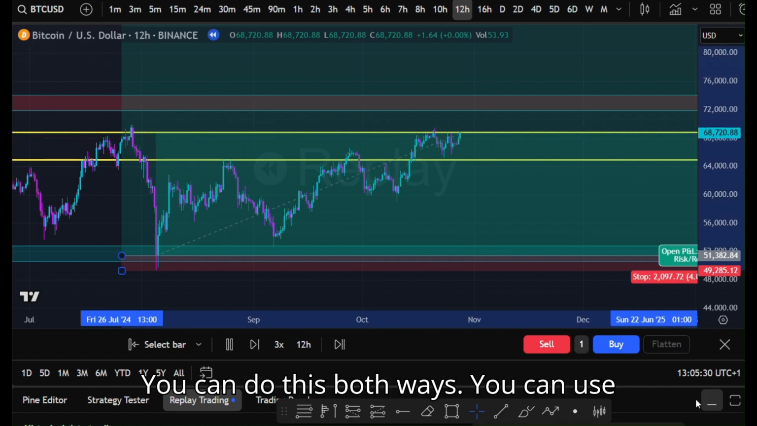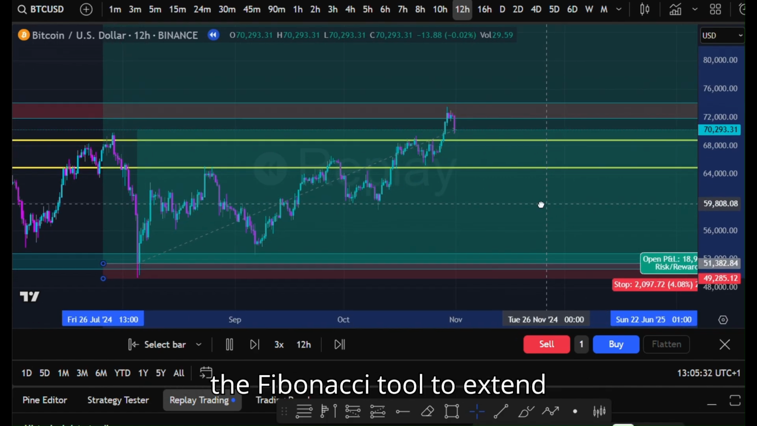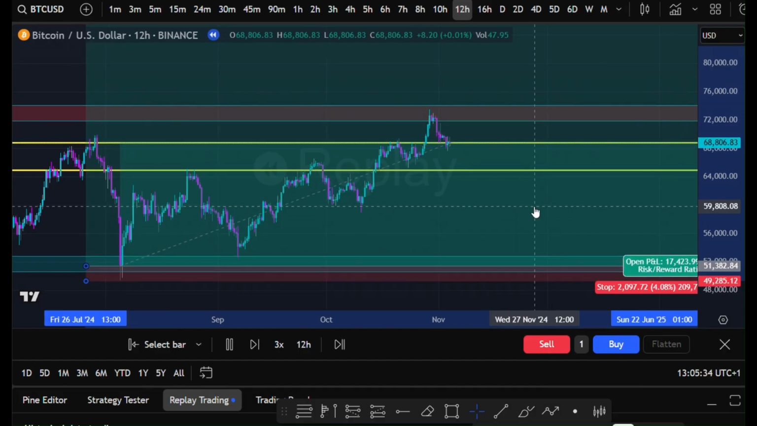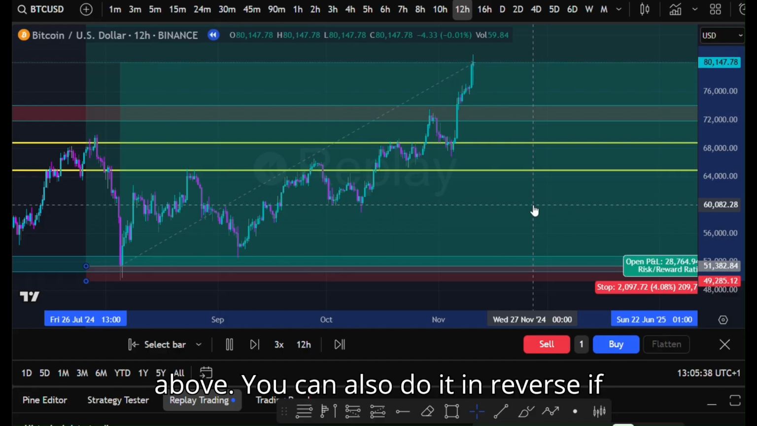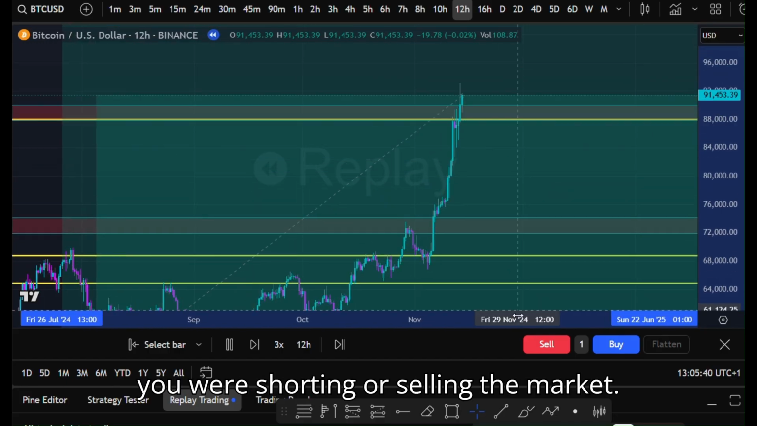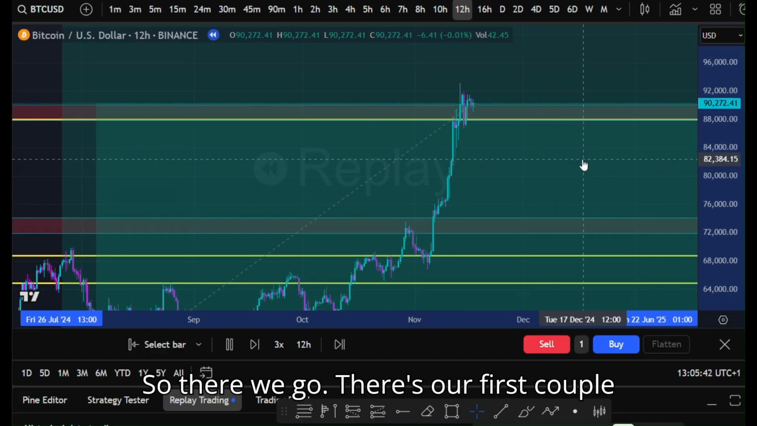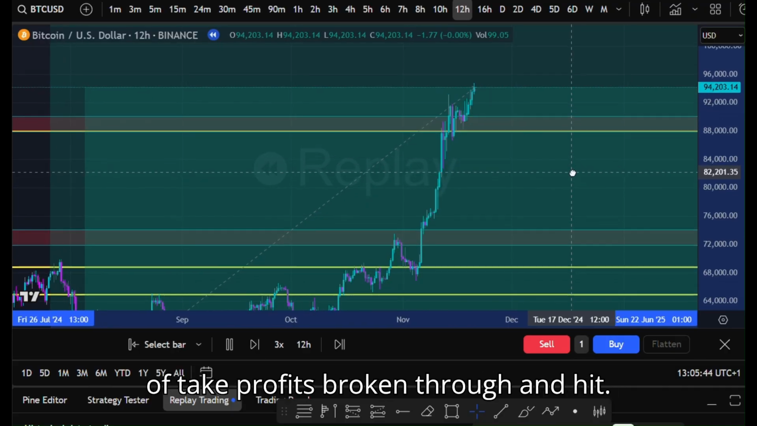You can do this both ways. You can use the Fibonacci tool to extend levels to work out where price is going above. You can also do it in reverse if you were shorting or selling the market. So there we go, there's our first couple of take profits broken through and hit.